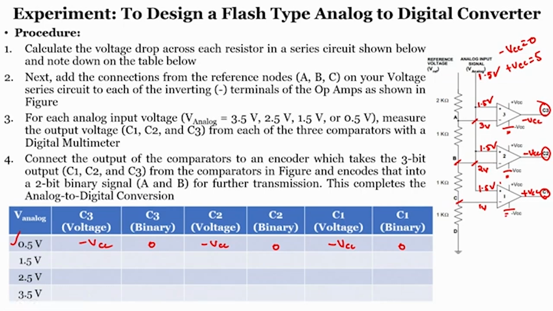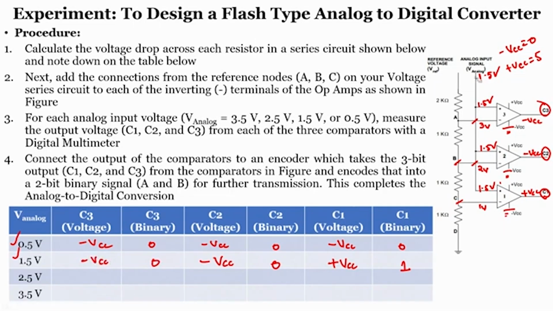That means if the analog input voltage is 1.5 volts, the output from C1 will be 1 in case of binary, because we considered plus VCC as 5. If you remember the TTL logic, if the input voltage is greater than 2.5 volts, I can say it is high. That is why 1. So, the output C1 voltage will be plus VCC. The binary value of C2 is 0, with voltage minus VCC. Similarly, even this is 0 and this is minus VCC.